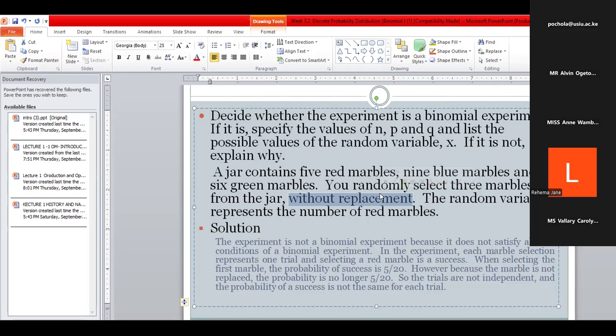Method number 1 is called the binomial model, the binomial distribution model or formula. Just we call it formula. Binomial distribution formula or model. That's number one. Just a mathematical model, which of course the others will depend on.